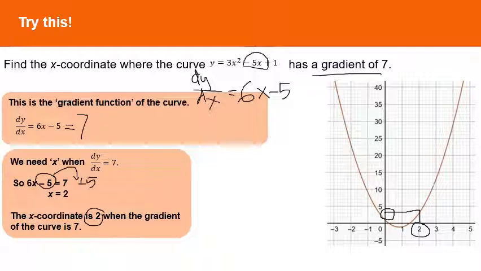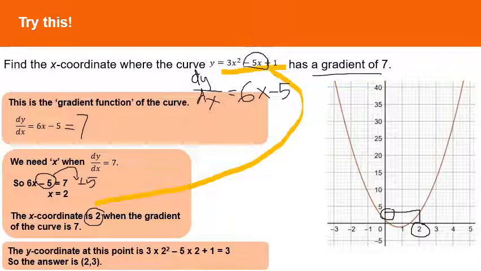So we already have the x is equal to 2, right? So we have to bring the x equals to 2 into the y equals to 3x squared minus 5x plus 1. We replace the x into 2 over there. That's why it will be 3 times 2 squared minus 5 times 2 plus 1. So later the answer will be equals to 3. That's why the answer is 2, 3 because the x is 2 and the y is 3. So the coordinate will be 2, 3.